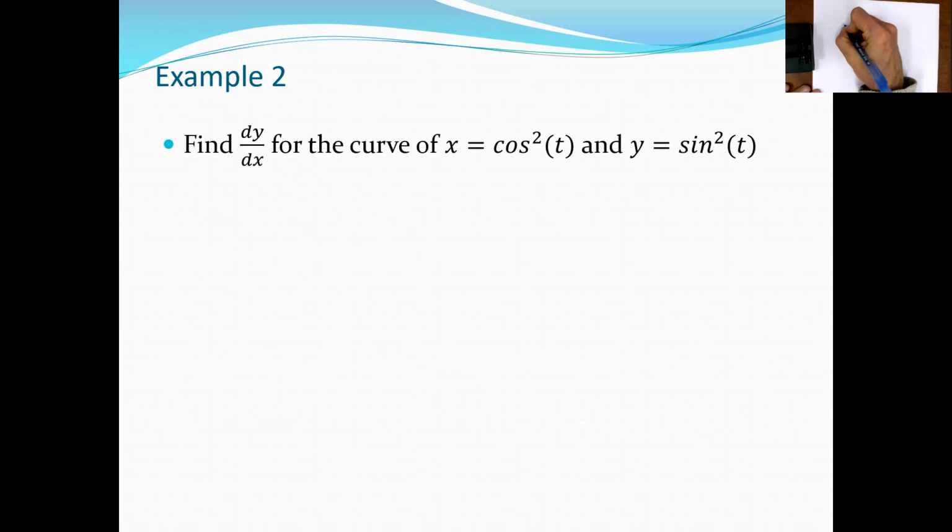So on number 2, I'm going to let x be cosine squared t and y be sine squared t. Now I am going to go to dot camera on this one because the derivatives are a little bit trickier, not super tricky, but a little bit trickier than the last problem. And again, we're still finding dy/dx.